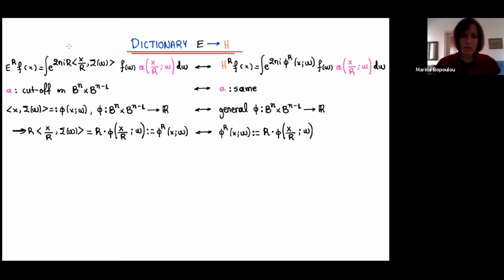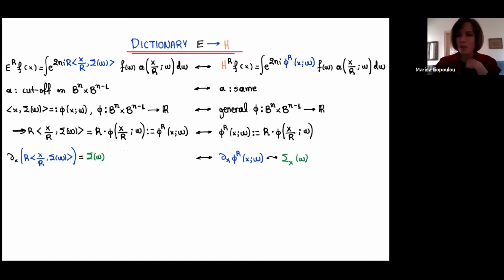You notice that if you take the phase and you differentiate it with respect to x, you recover the surface against which you're integrating. So that's what we do in the Hormander situation. We just differentiate our phase with respect to x, and we get something that we think of as this variable surface that depends on x.